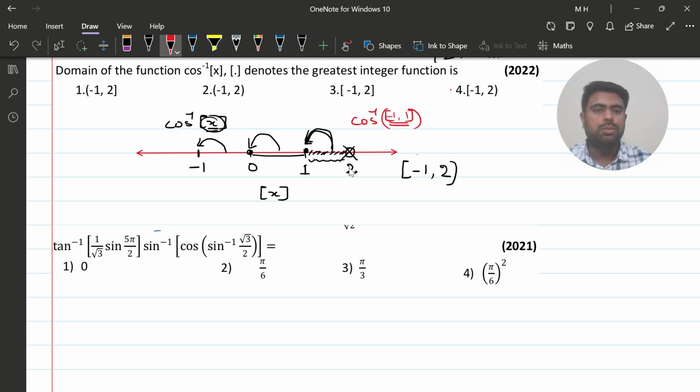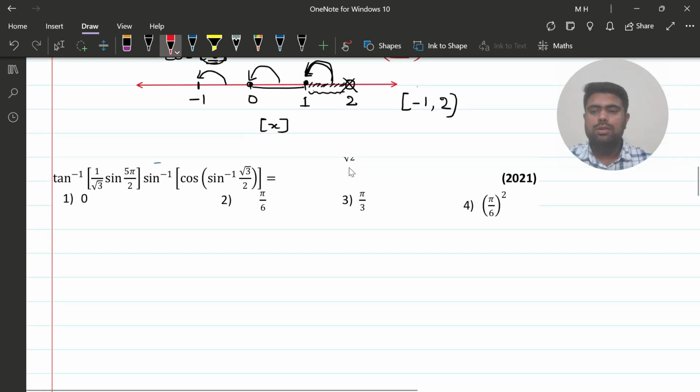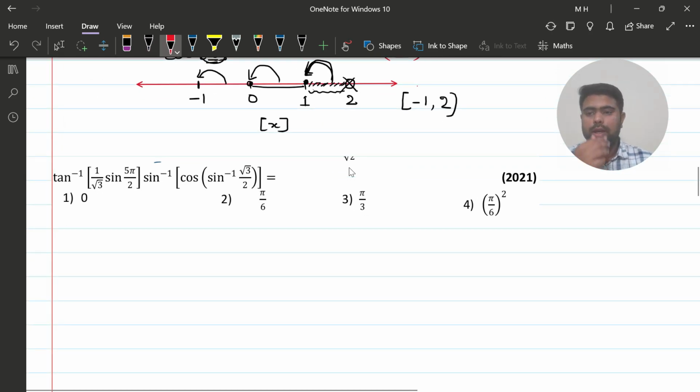That is going to be option 4. Okay, so let us go to the next question without any delay. The next question says tan inverse of so and so. We will basically have to find out the value of this. Fine, we will try to do it.